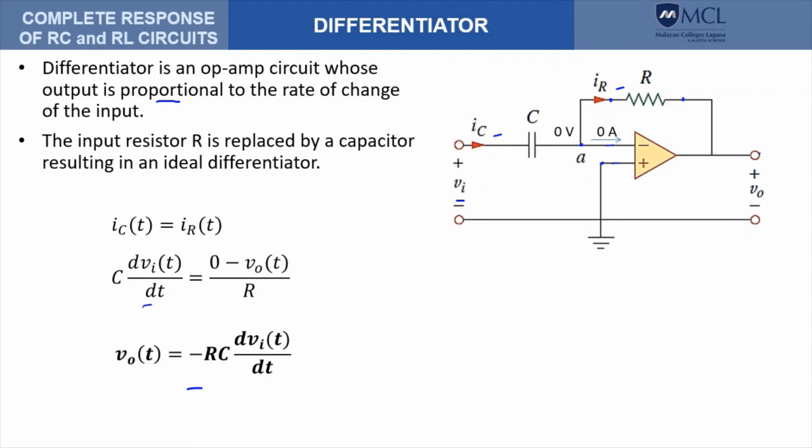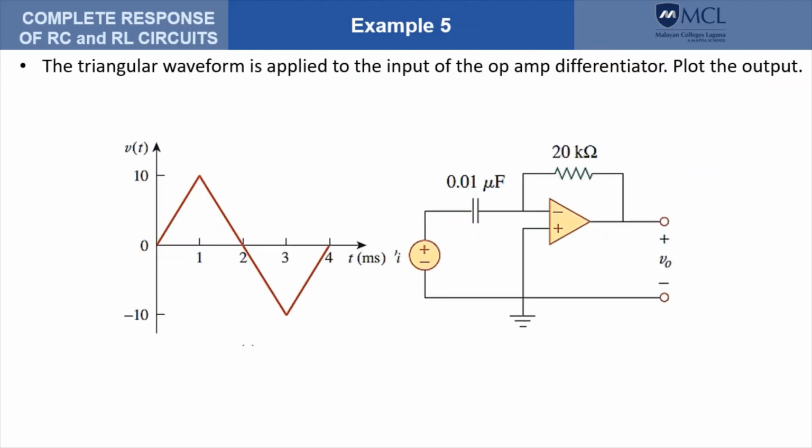Okay, so the output is not really the derivative of the input, but it is minus RC times the derivative of the input. So let's have an example for the differentiator. Here we have an input which is shown as a waveform. So this is a triangular waveform. And we are required to sketch the output.